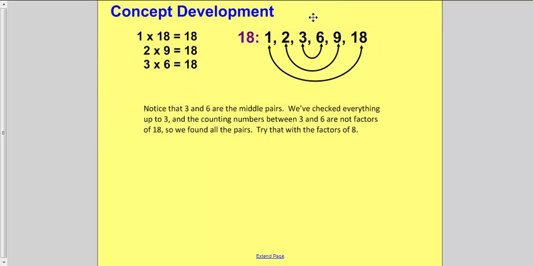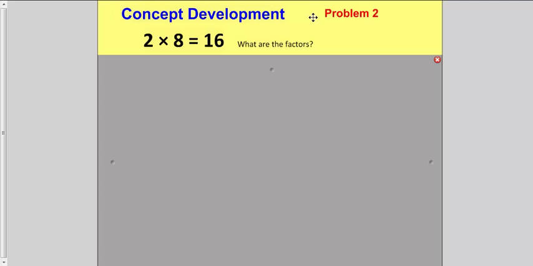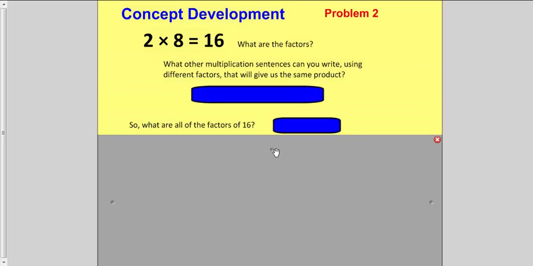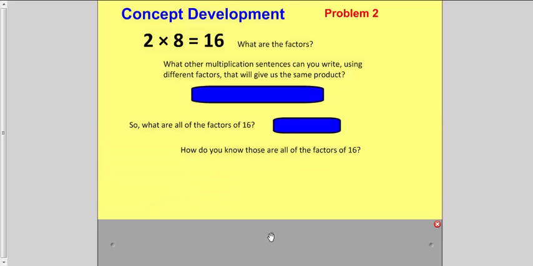Okay? So next, we're going to try to list the factors of 16. Okay? We're going to do this without drawing arrays. All right, I want you to think to yourself, what are some numbers that you could come up with that equal 16? So I want you to, in your math journal, put the number 16 just like this.